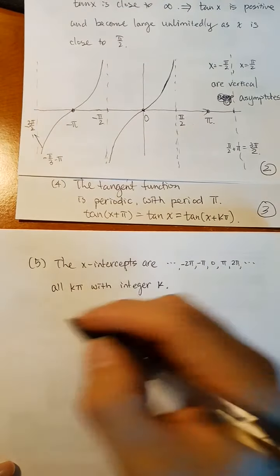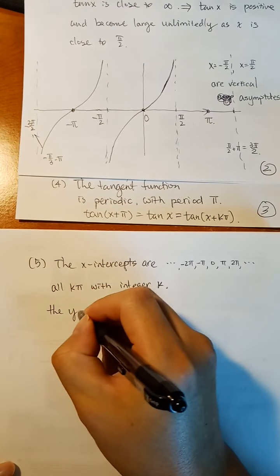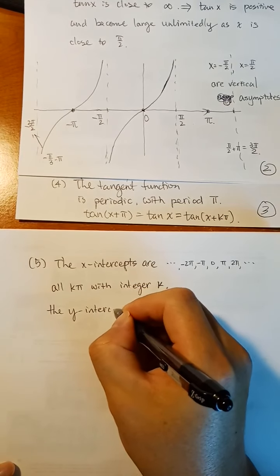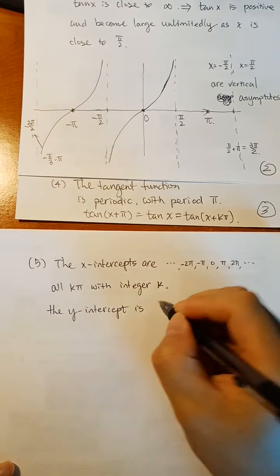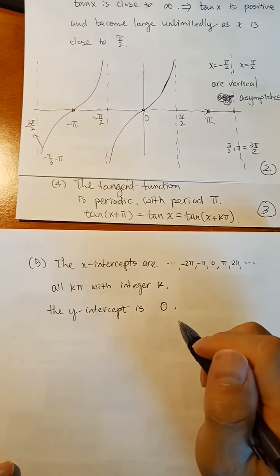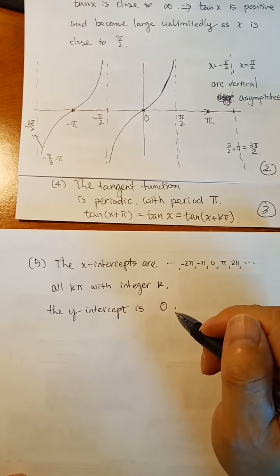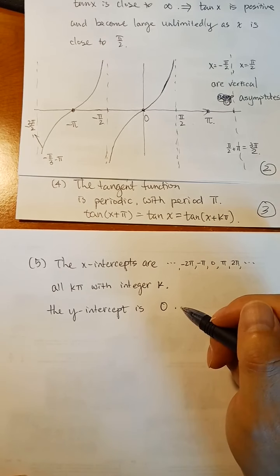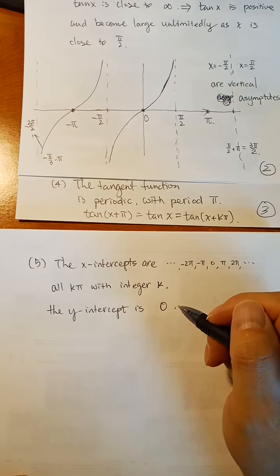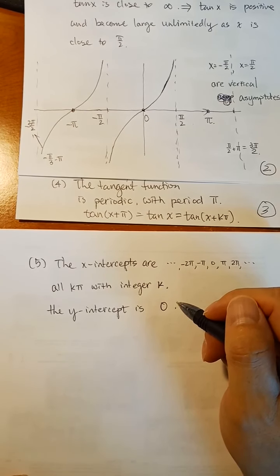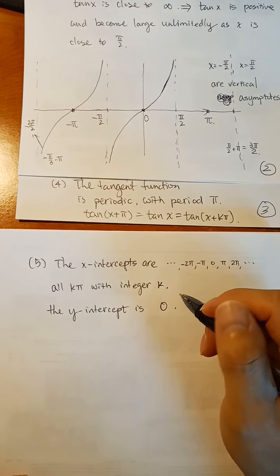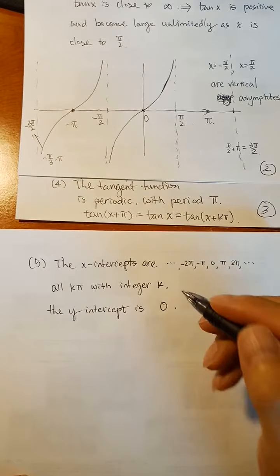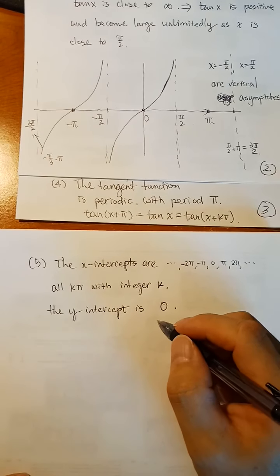The y-intercept is 0. First of all, whenever you have a function, there is at most one y-intercept. Sometimes the function has no y-intercept if 0 is not in the domain. And if 0 is in the domain, the y-intercept is always f of 0.